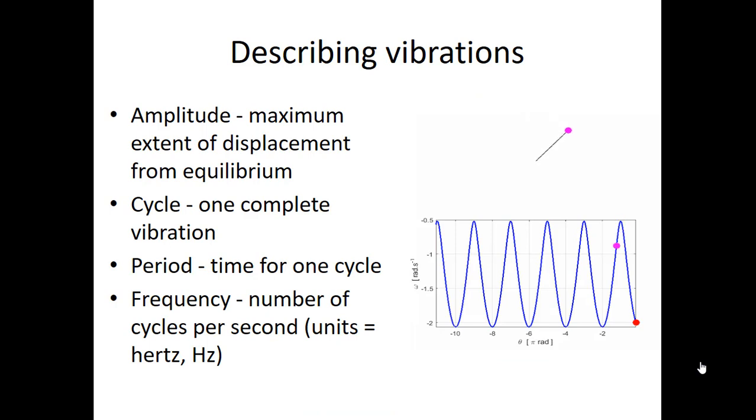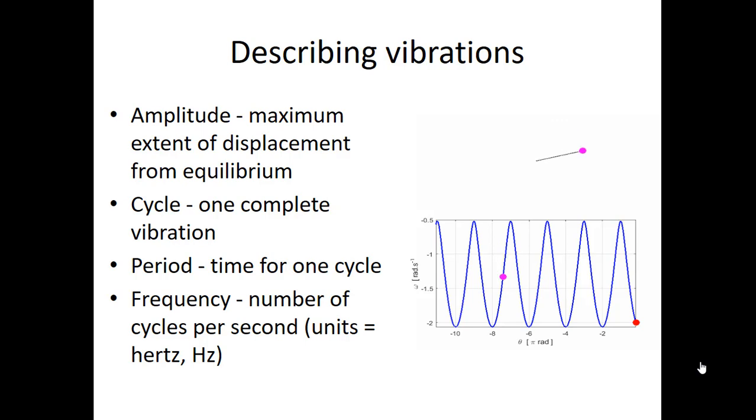Here are our terms looked at again. We got amplitude defined as the maximum extent of displacement from equilibrium. So when the pink ball is at the top or the crest or at the bottom, the trough, that is the distance from equilibrium. That's your amplitude. Cycle is one complete vibration. So if you look up at the top and you start at the top and you go the whole circle around, that's one complete cycle. You can see the ball on the graph goes from crest to crest.